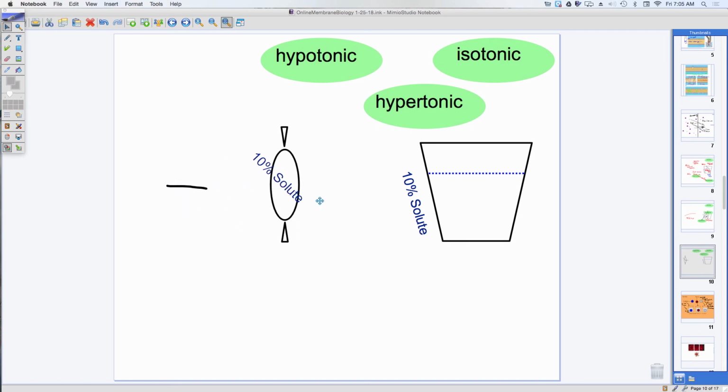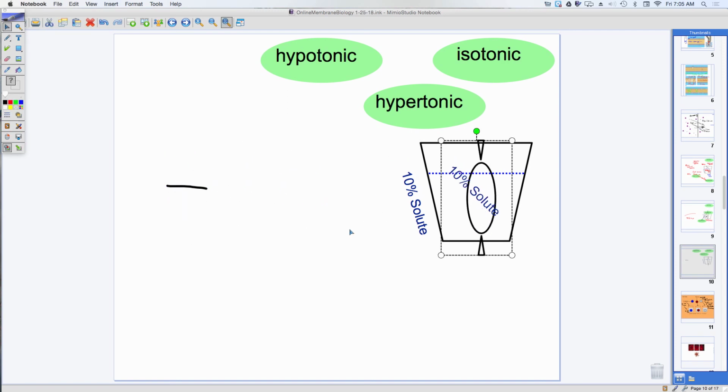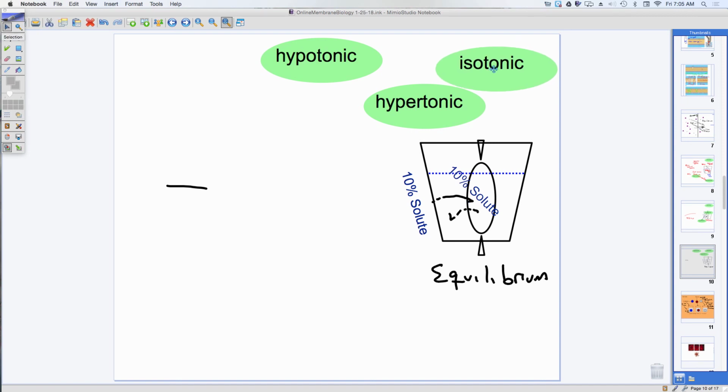In the last example, we ask the question, what happens when the solution inside the bag and outside the bag have the same solute and water concentration? In this case, we say that it's in equilibrium. This does not mean that the water is not flowing. It just means that the water is flowing at equal rates inside and outside of the bag. As a result, we say that this is an isotonic solution. Isotonic solutions are in equilibrium.